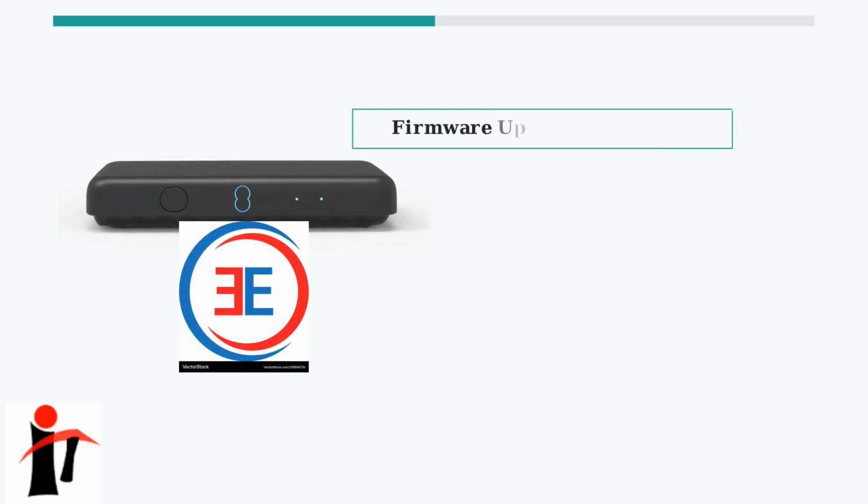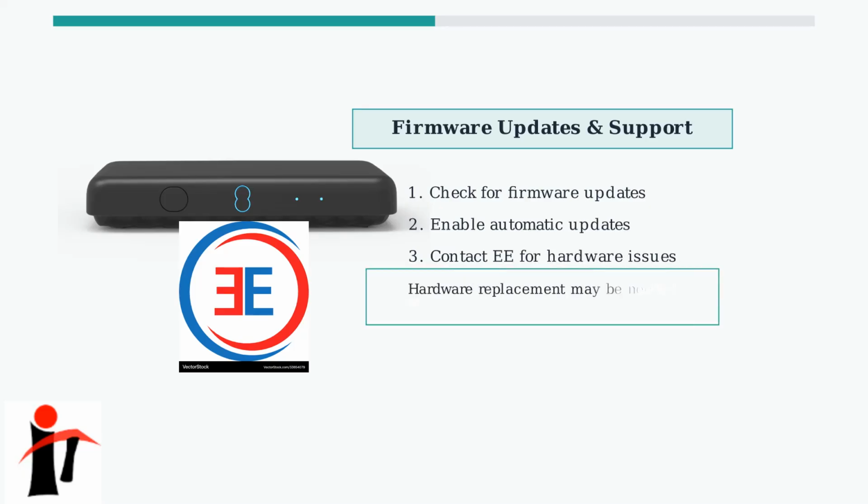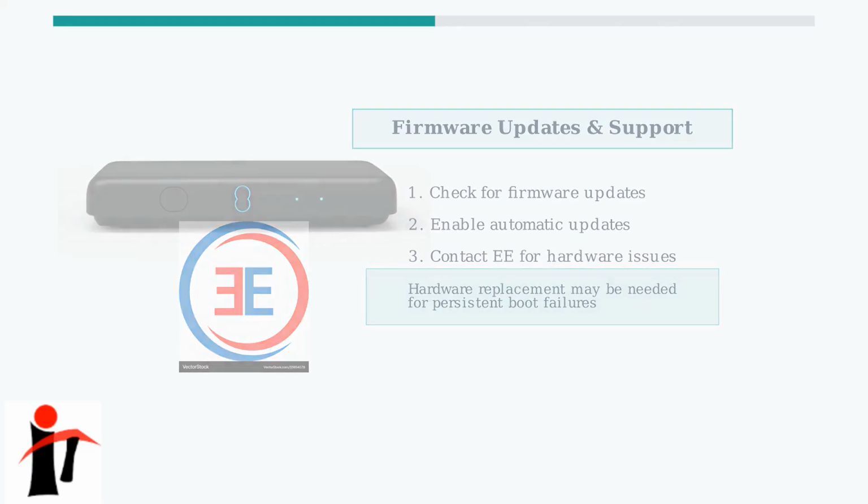EE has released firmware updates to address boot loop and Wi-Fi connectivity issues. Ensure your box is up to date. If problems persist, contact EE support for firmware recovery or possible hardware replacement.